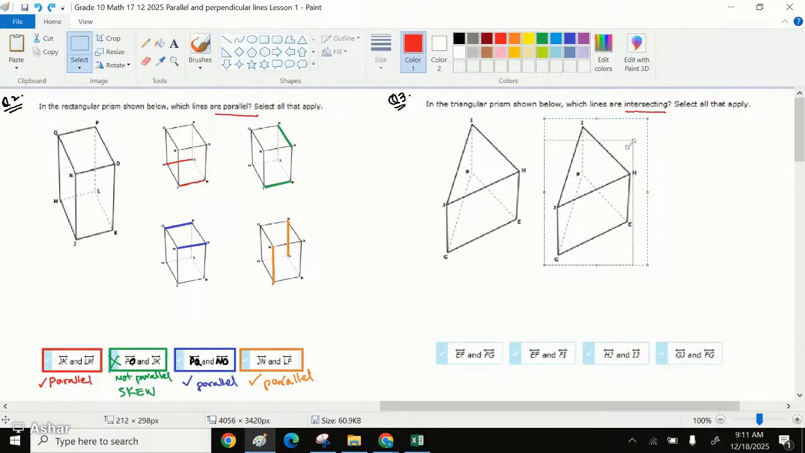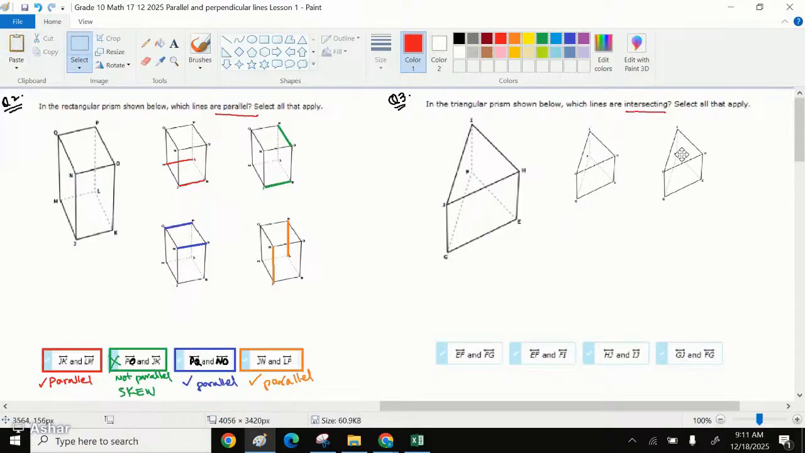Okay, we have one copy. We'll follow the main diagram and see the labelings from the main diagram. If the first one was EF and FG, where is EF? This is EF, and FG would be this line. So are these lines intersecting? We can say they are intersecting.